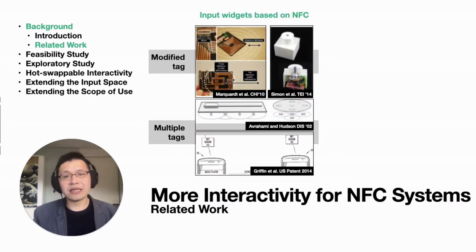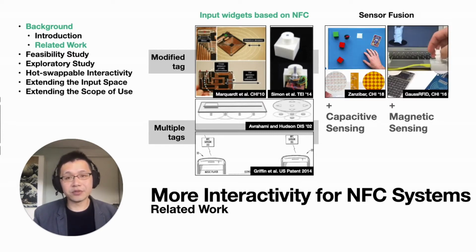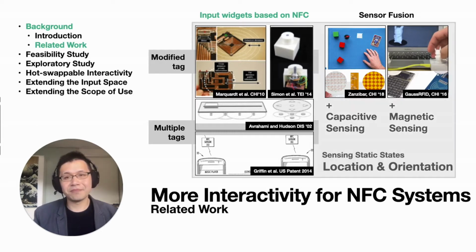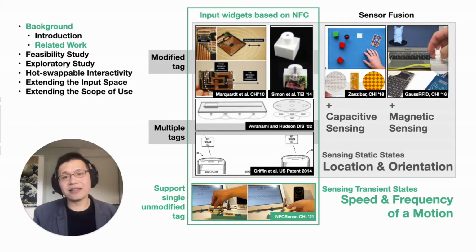Previous work makes NFC tags more interactive by modifying the tag circuitry, using multiple tags, or using sensor fusion, but this makes the deployment more complex. They also focus on sensing static states like location and orientation. On the other hand, we focus on sensing transient states like the speed and frequency of motion and require only a single commodity reader and unmodified tags. It's fairly easy to deploy.